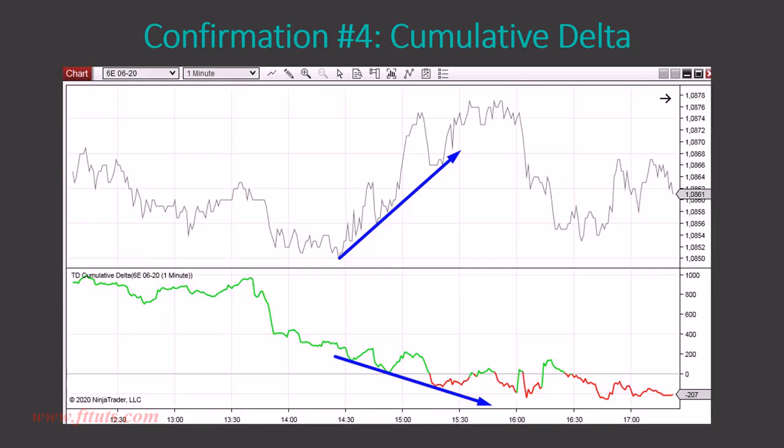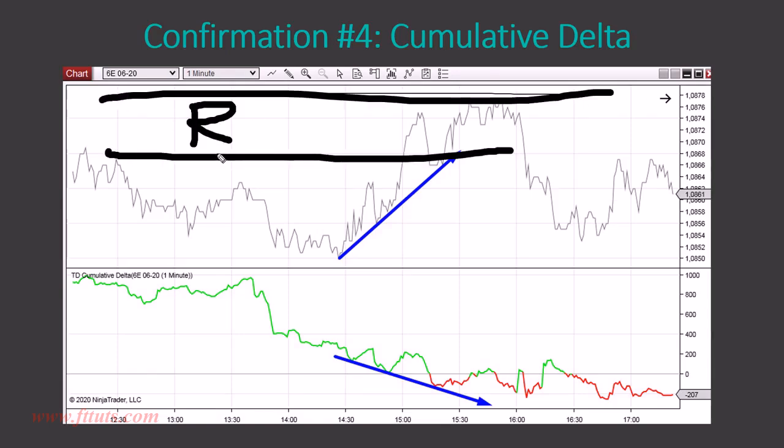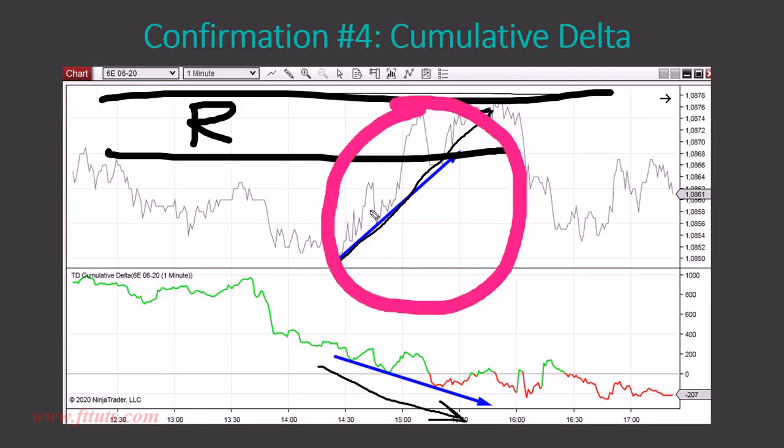Now another nice example. Imagine that you have a resistance somewhere in this area and you want to see a confirmation. The price is going upwards towards your resistance, but you notice that the delta is going downwards. Sellers are entering their positions even though the price is going upwards. So the price will most likely follow the delta, follow the sellers, so there's likely going to be a sell-off like in here, right? This was the sell-off.